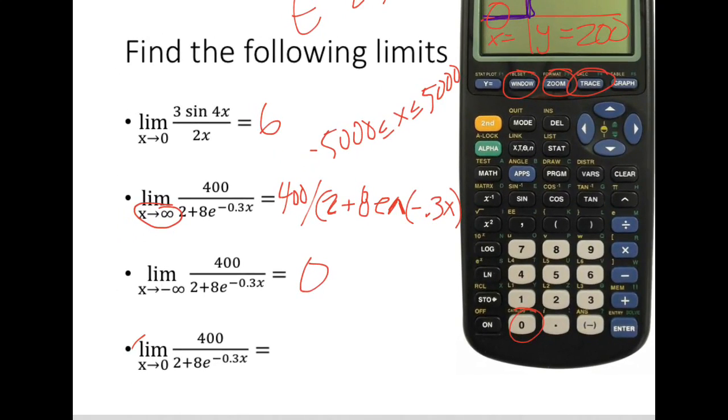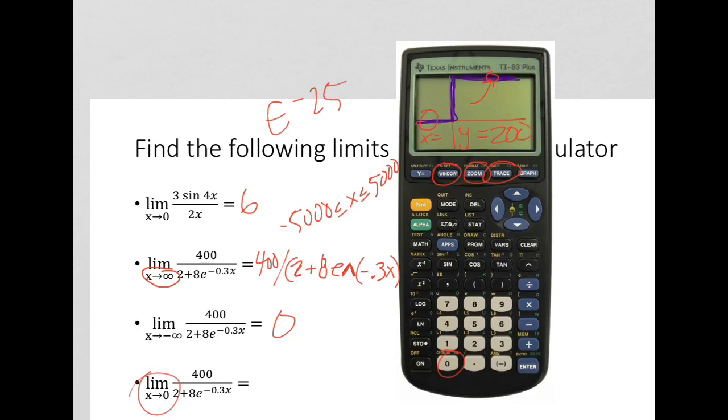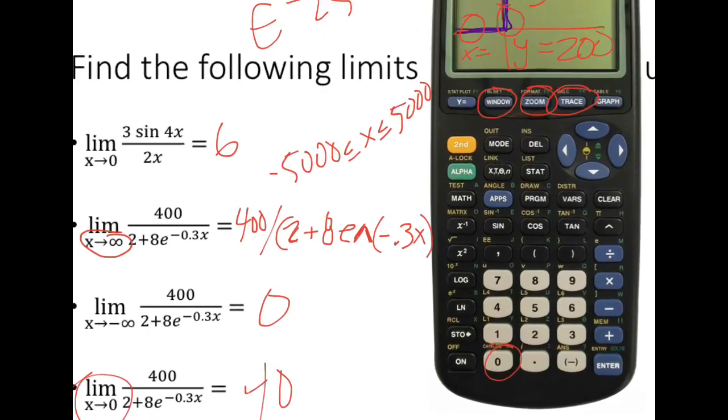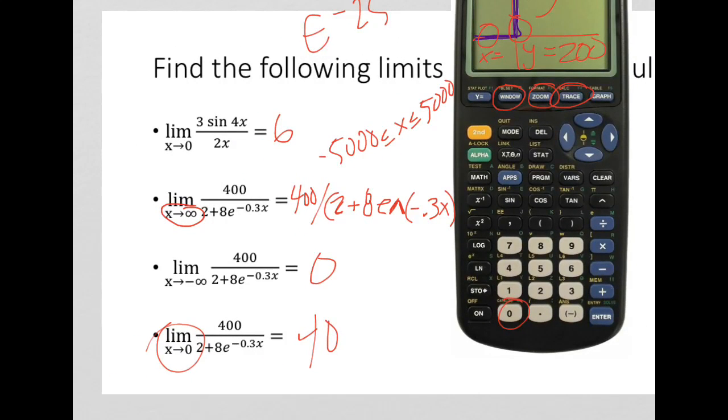And then finally, the limit as x approaches 0 for this function, well, it is continuous there, so it's just asking you to find the y-intercept. So type in an x value of 0, and you should get the y-intercept of 40. But if you think about these functions, you can identify these limits by thinking about the limit of this bit right here, 8e to the negative 0.3x. Think about what happens to that as x approaches infinity, and think about what happens to that as x approaches negative infinity, and you can figure out these limits without using your calculator.